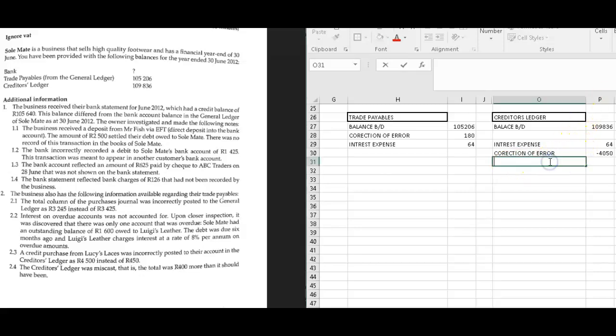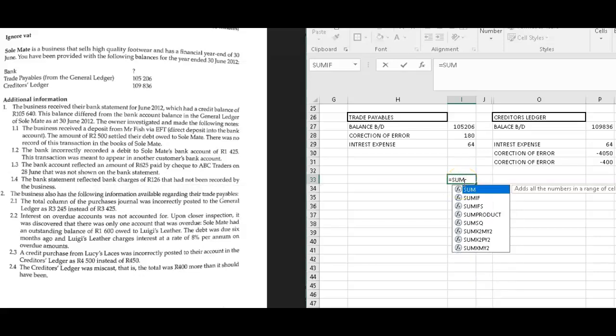Hey, why is this thing disappearing, man? Correction of error, minus 400. Now in theory this should be equal. Okay, so let's work it out. So now that it should balance.